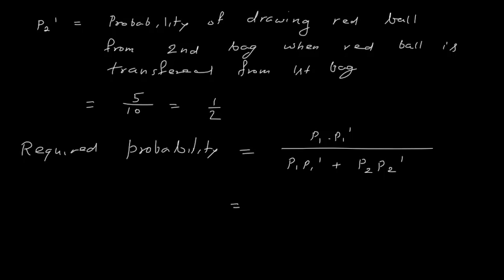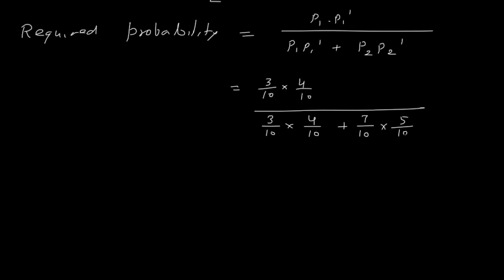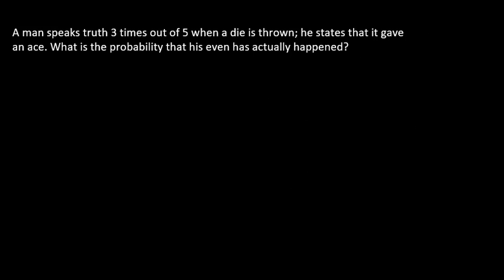So the value of P1 is 3 by 10 into 4 by 10, whole divided by 3 by 10 into 4 by 10 plus 7 by 10 into 5 by 10. Now you use a calculator, you will get 12 upon 47 as the answer. So this is your required probability. Let us see the next question.